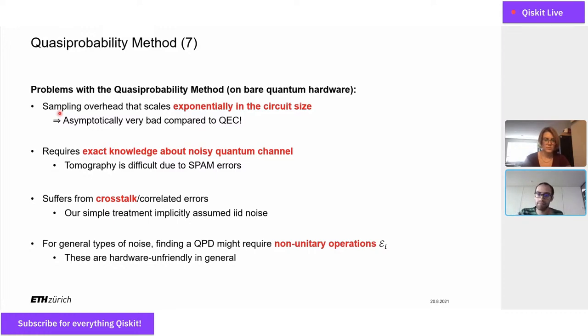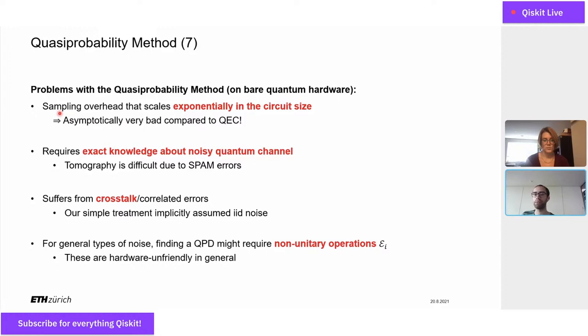And in the far future, when we can do quantum error correction, it will be much better to actually do quantum error correction. But in the near-term future, quantum error mitigation and the quasi-probability method are interesting because they're much easier to realize with the hardware, right? You can just pay by running a few more shots, which doesn't sound too bad, right? Just to reduce the effect of the noise on your quantum circuit.